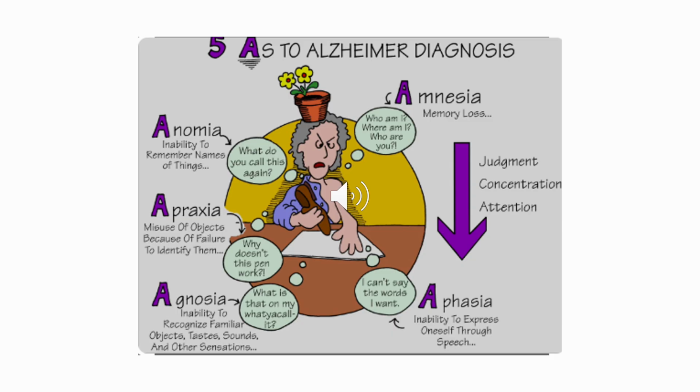Apraxia, they misuse objects because of failure to identify them. Agnosia, inability to recognize familiar objects, tastes, sounds, and other sensations. And amnesia means memory loss. They have memory loss, short-term memory loss. Aphasia is the inability to express oneself through speech.